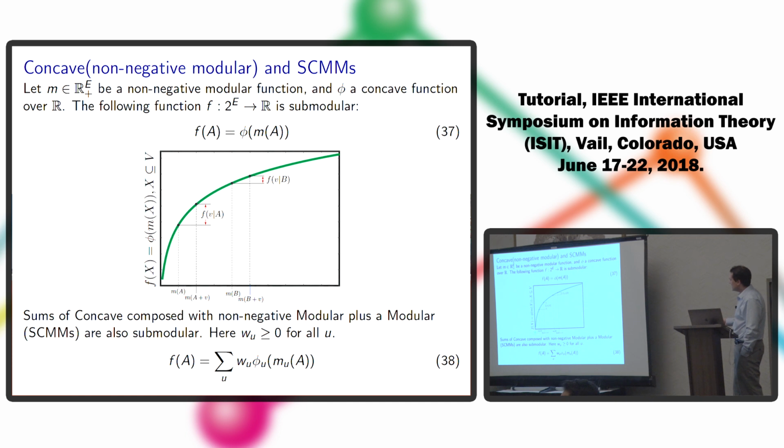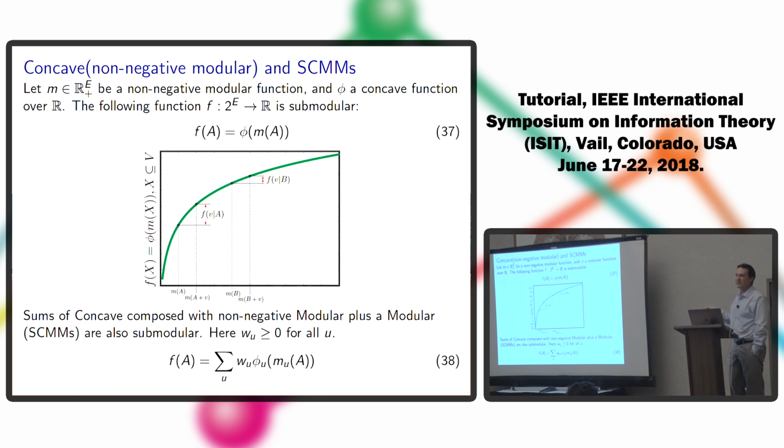It's saying, if you have a given increment going from m of A to m of A plus V, this increment, if you do it in a smaller context A, is going to be larger than if you add the element B, because this horizontal movement is the same here or here, but the gain you get is going to be diminished thanks to the concavity applied to the modular function.